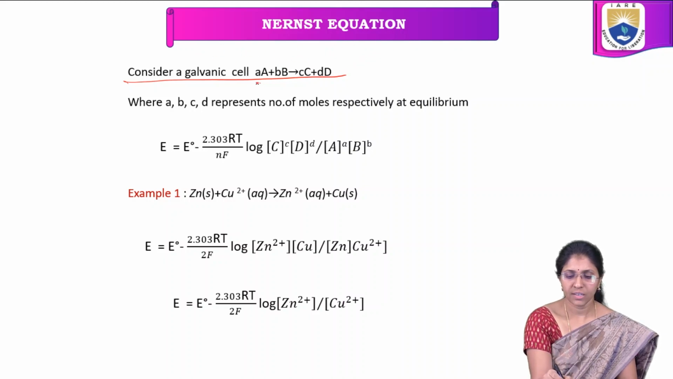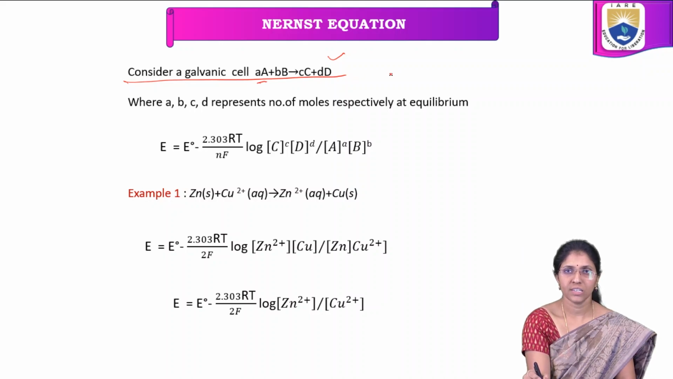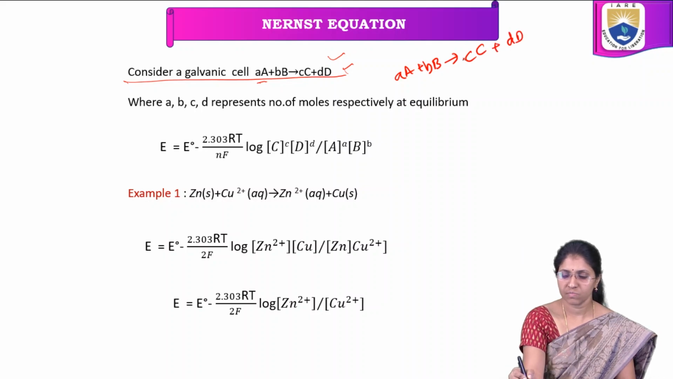The galvanic cell is aA plus bB gives rise to cC and dD. This is one reaction. So in this, aA and bB are converted to cC and dD. These are products, and these are reactants.